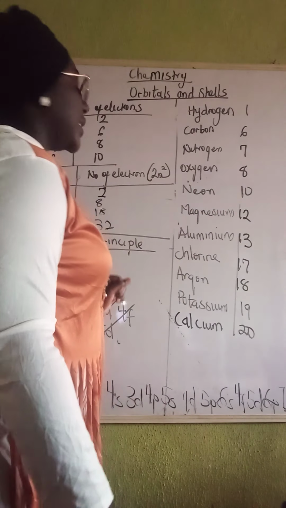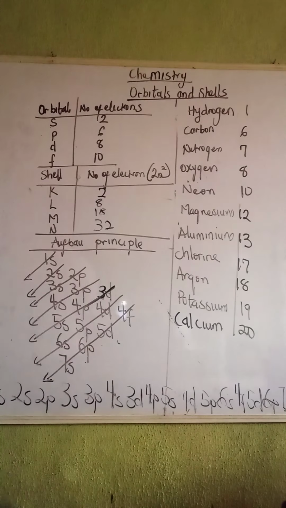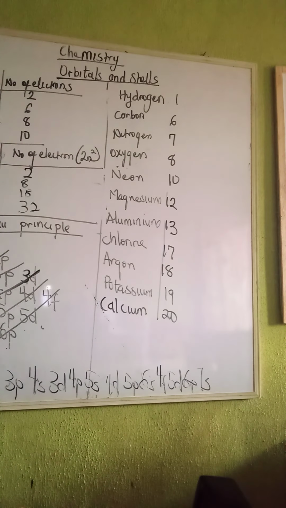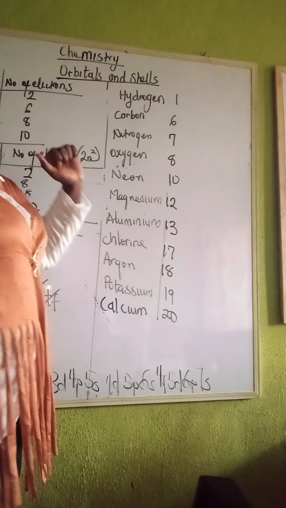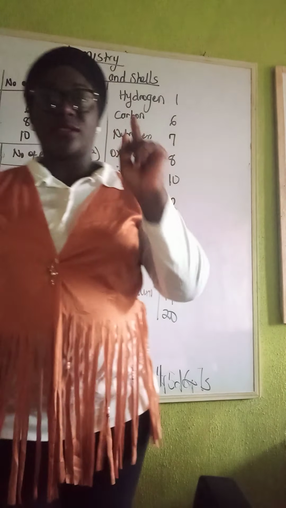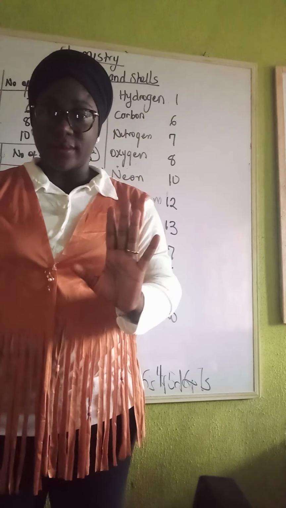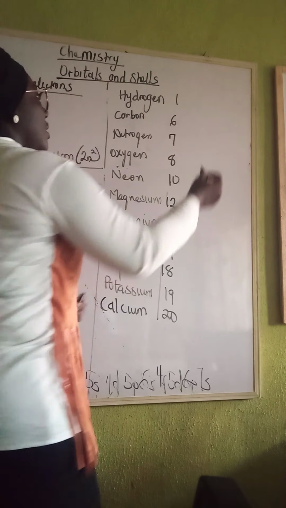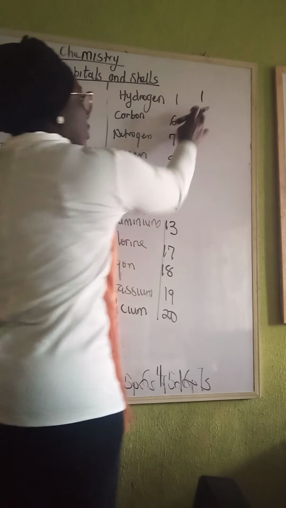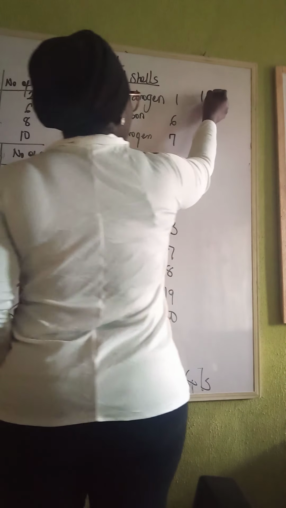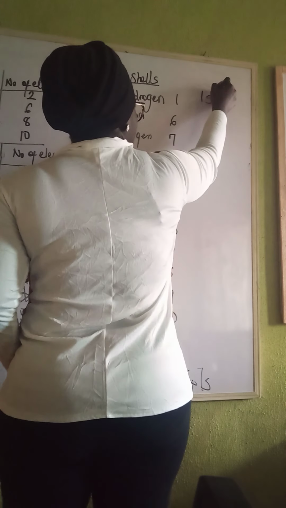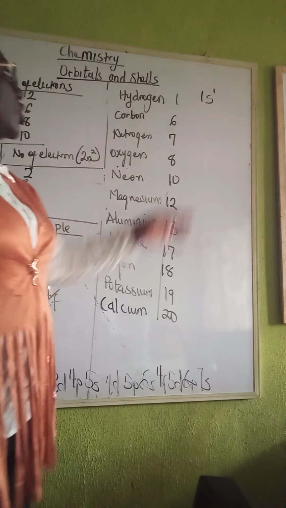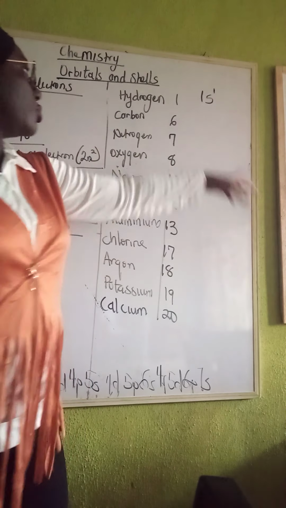Now, out of the first 20 elements, I brought out some elements. Which is hydrogen. Hydrogen has atomic number 1. So if you want to write the electronic configuration, it will start at the first shell, first orbital, with just 1 electron. You know s can accommodate 2, so we write 1s1.